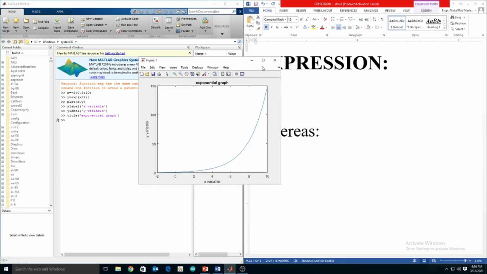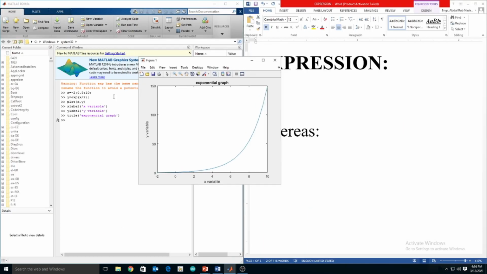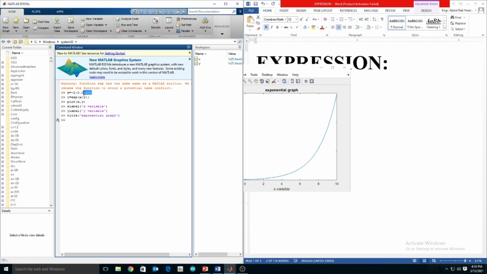So as you can see, we have plotted our expression here, and we have given a title, exponential graph. On the x-axis we have given the x variable and the y variable. So these are some commands here, and the value of x, you can see, is from minus 2 to 10 with an increment of 0.5. When you want to give an increment of 1, you can change this 0.5 to 1.